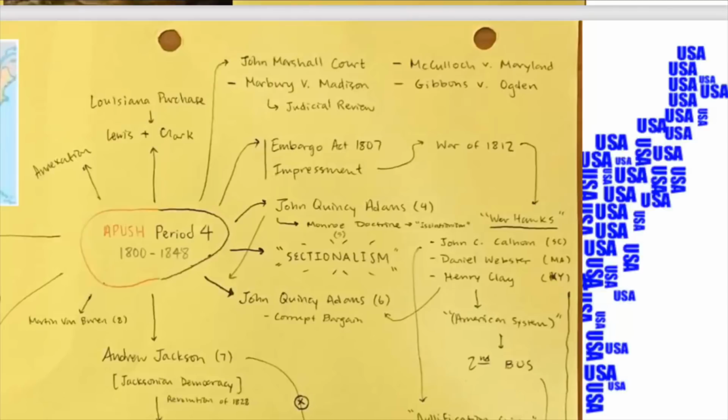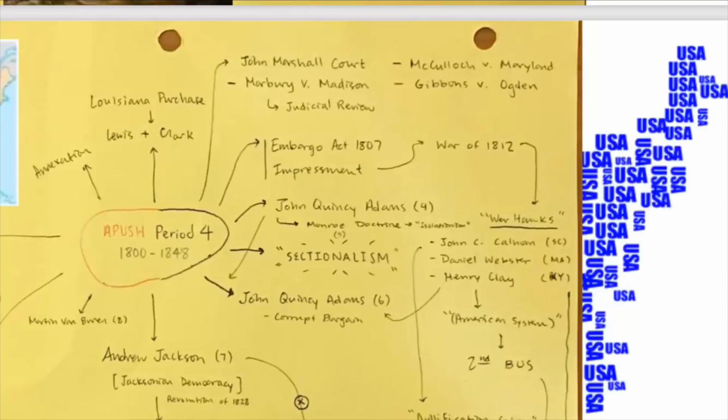Around the world, though, powers such as Great Britain and France started threatening America again by impressing, or using their navy to take up, American sailors. The Embargo Act of 1807, passed by Jefferson, tried to stop this from happening by blocking all international trade. This obviously did not work.